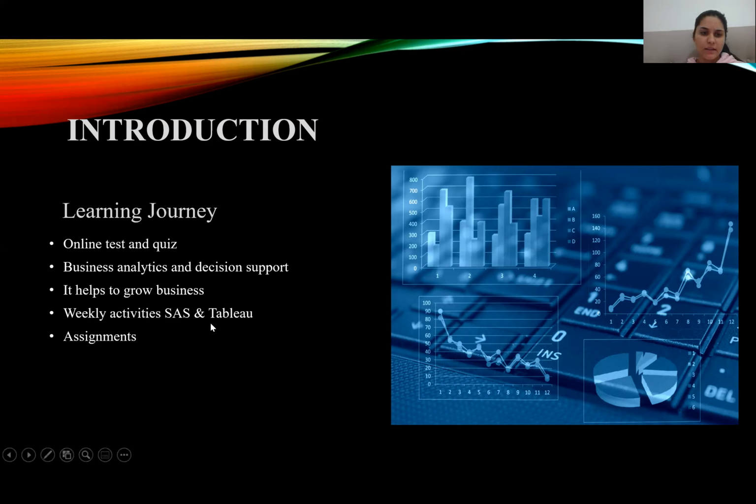And the last is assignments. I have done 2 assignments for this course, where in the first assignment I have done all the week activities. I have joined them in one professional report with the outcomes of each activity. And the second assignment is about the business analytics and decision support report, in which I have discussed my learning journey, emerging technologies, as well as one case study and the reflection on what I have learned from this course.